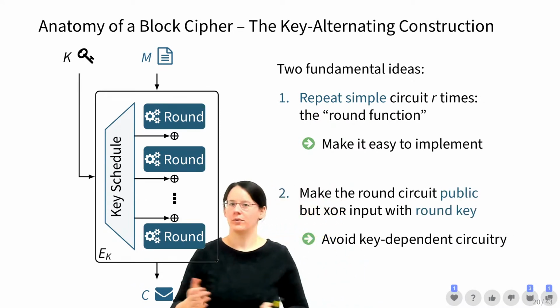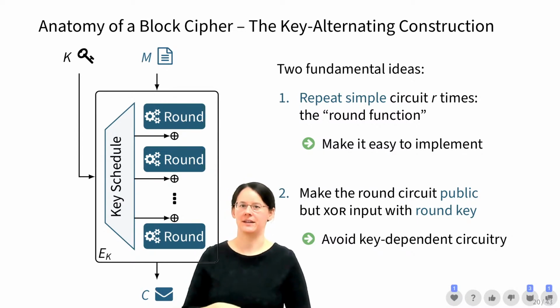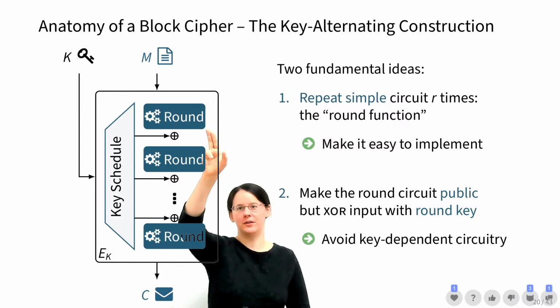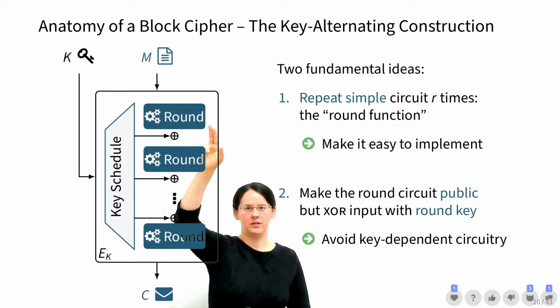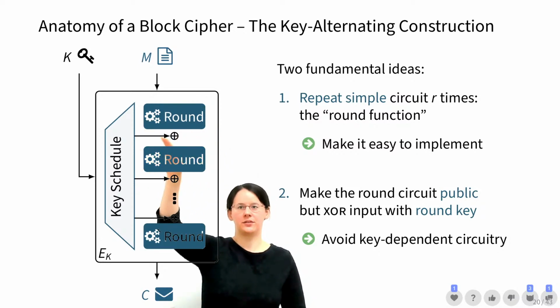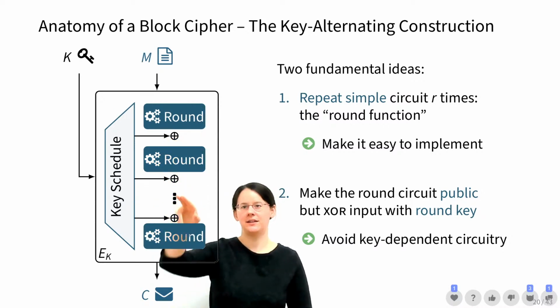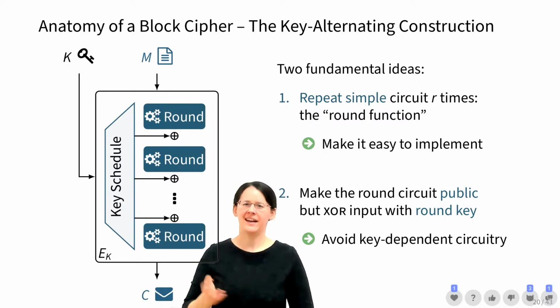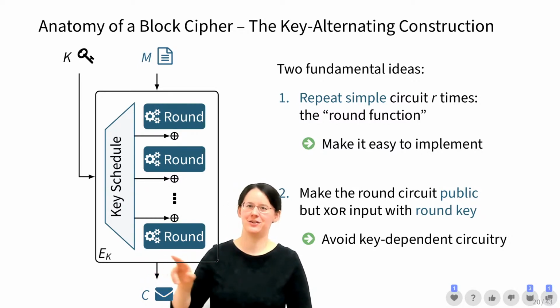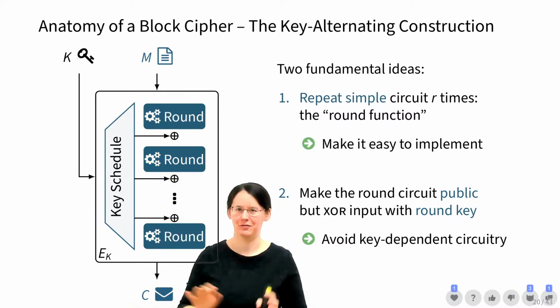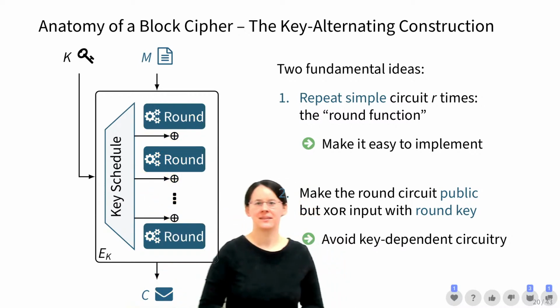So in practice, almost all widely used block ciphers follow this construction, which is called the key alternating construction. And this key alternating construction always consists of a publicly specified round function. Then we XOR the current round key, then we do the round function again, XOR the next round key, and so on. And even though the picture doesn't show it, there's usually also a key addition after the last round and before the first round. So that's a bit of a flaw in the picture.